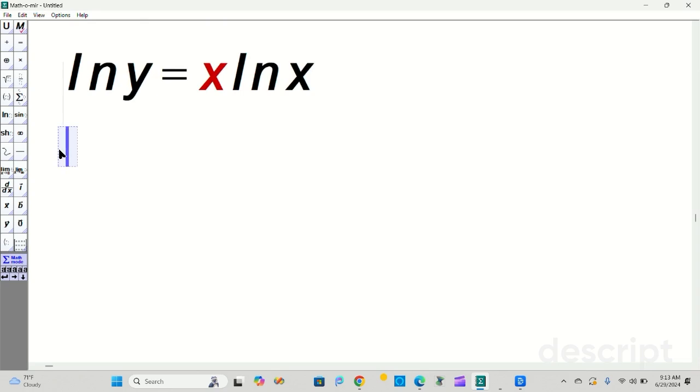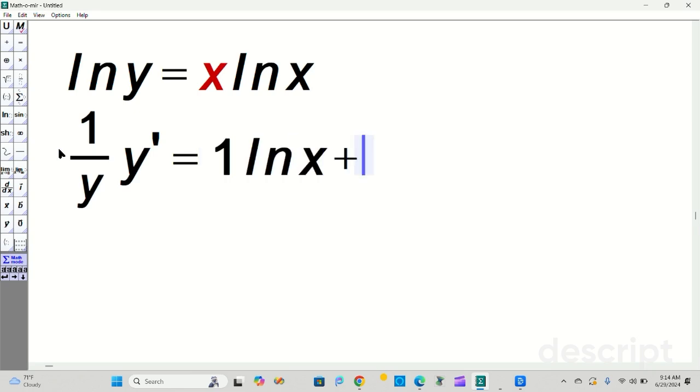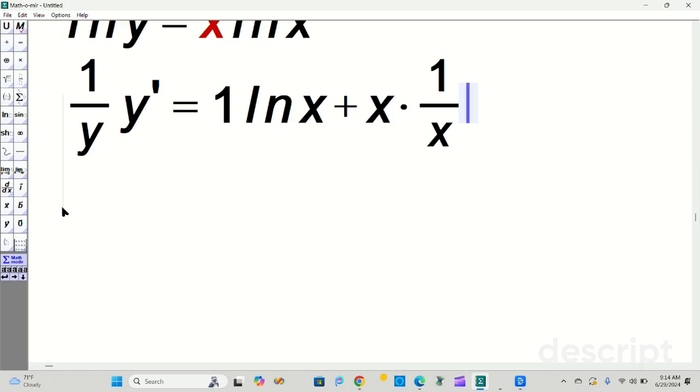So derivative of ln of y is 1 over y times y prime equals... Okay, so that's going to be the derivative of the red x, which is 1 times ln x, plus keep the x. The derivative of ln of x is 1 over x. This way. So it's going to give you... Now, incidentally speaking, on the left side, you have y prime over y. That's the relative rate of change. That single step actually tells us something, but let's move on.